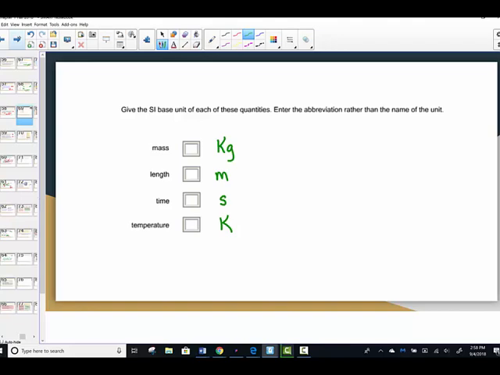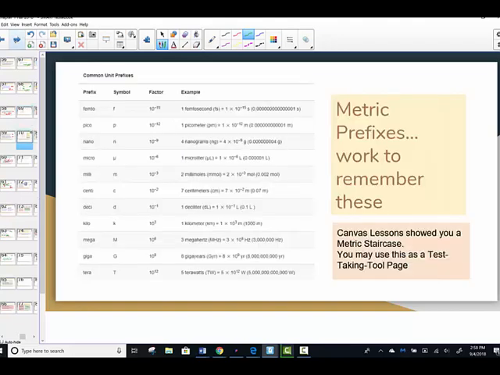We also want to work to memorize the metric prefixes. Although I'll tell you that there's a test-taking tool page that you can create from watching one of the Canvas lessons on the metric staircase. I highly recommend making that. It's worth listening to that video in your Canvas lesson in section 4 of chapter 1 and making that staircase, and you can use that on your test.